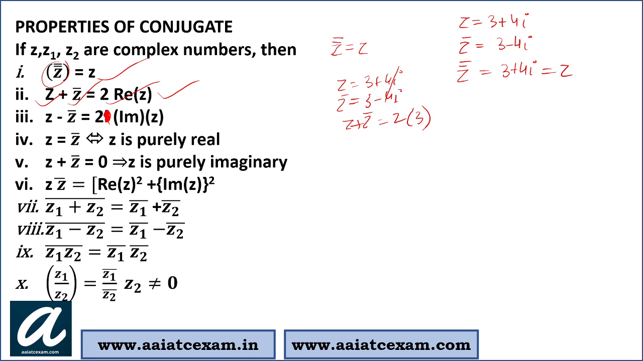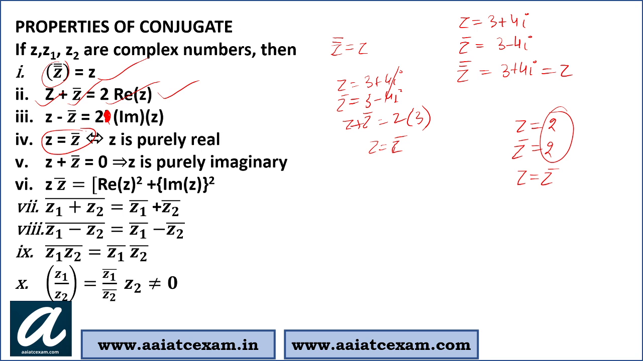Consider, students, that z is equal to z bar, that is, the number is equal to its complex conjugate. Students, it is possible only if z is purely real. Consider z is equal to 2. What is z bar? Z bar is also equal to 2. So you will say that the number is equal to its complex conjugate, and it is possible if and only if this number is purely real.